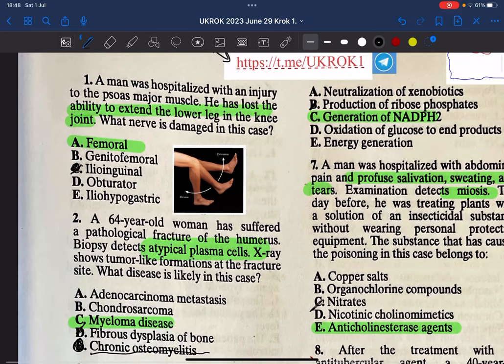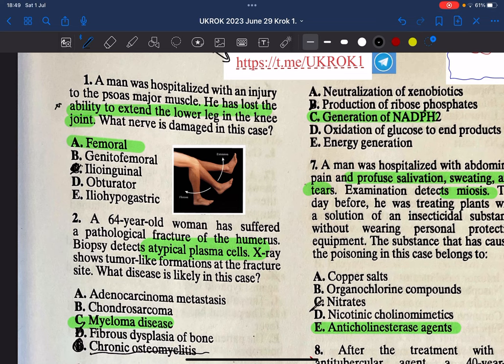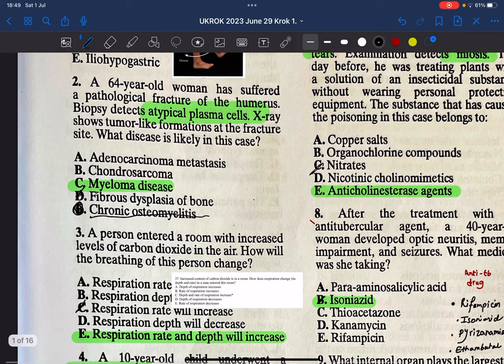First questions, there are repeated questions. I will go fast over them, like this one. Inability to extend the lower leg. This is because of damage to the quadriceps and damage to the femoral nerve. Here we have a typical question about atypical plasma cells. This means that we have multiple myeloma or myeloma disease.